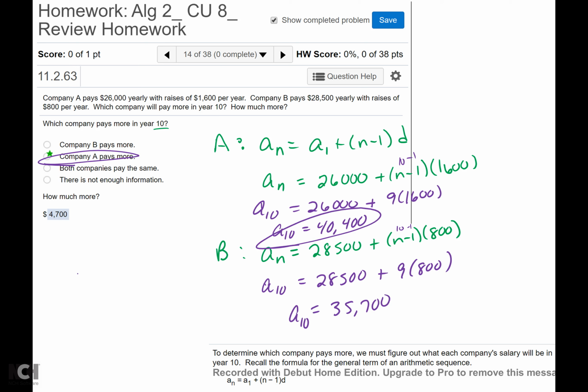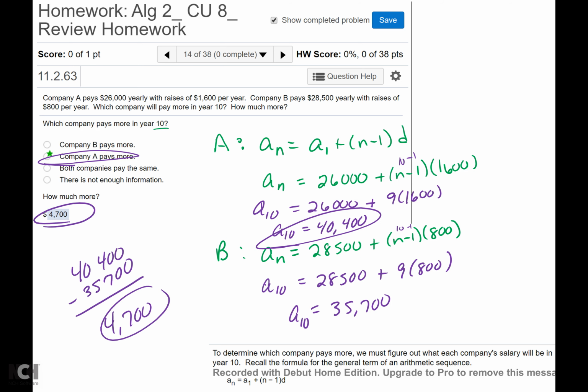By how much? Subtract those. 40,400 take away 35,700. 40,400 minus 35,700, and you get $4,700. Okay?